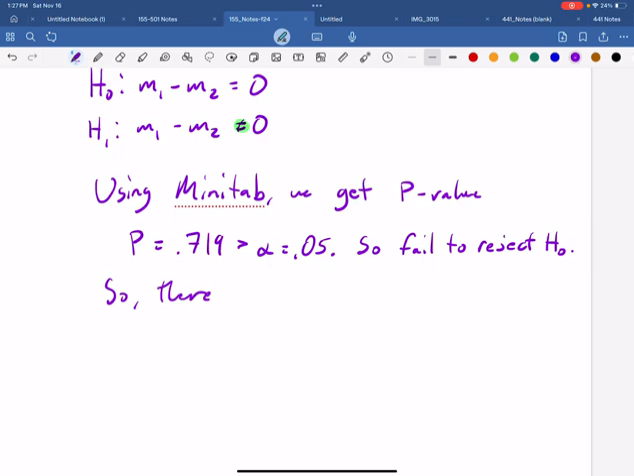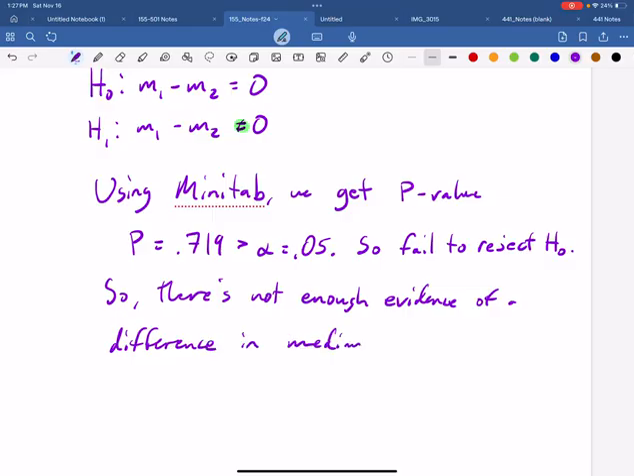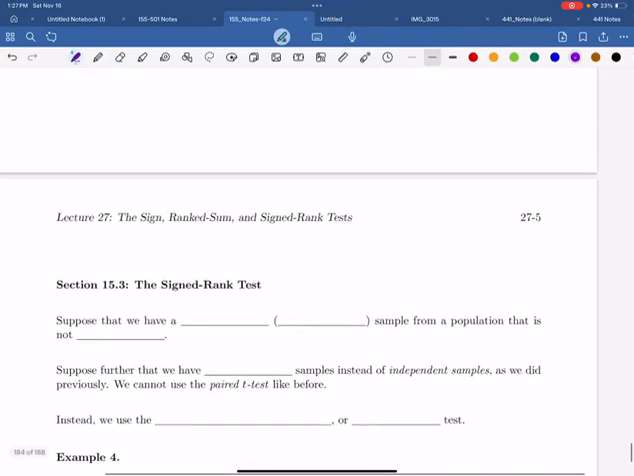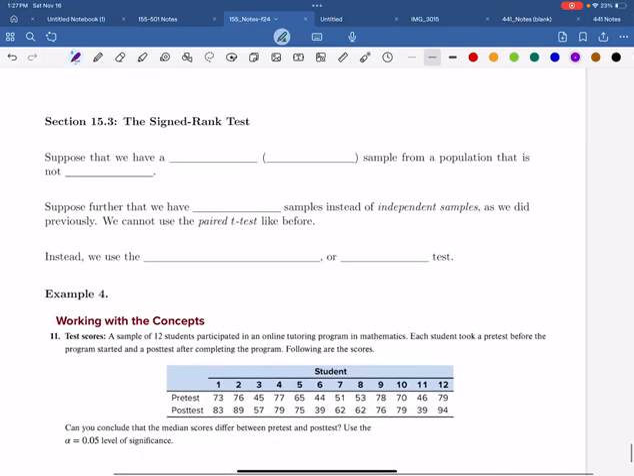So, there's not enough evidence of a difference in median test score. That's it.